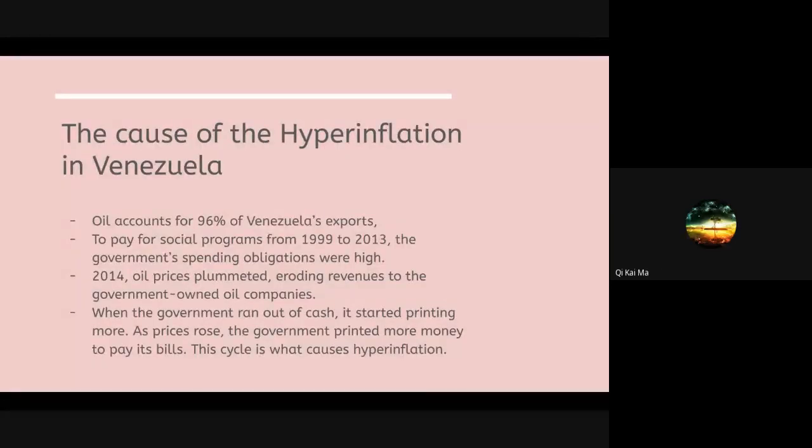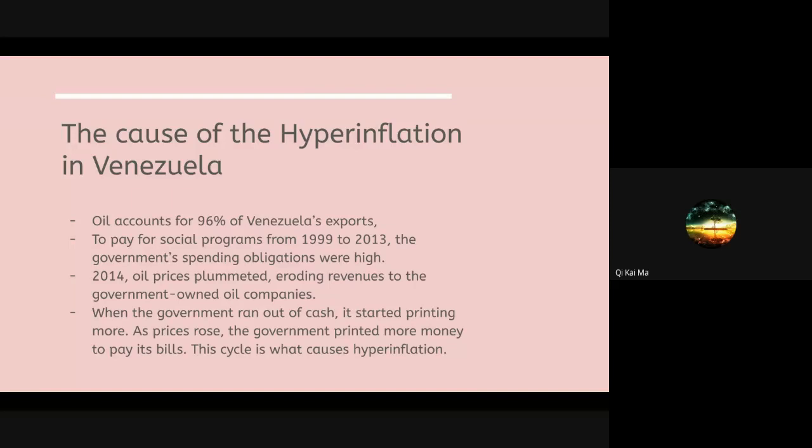So, the cause of the hyperinflation in Venezuela. Venezuela mostly depends on its oil export. As you can see, it's 96% of its exports. Back in the days, they were actually pretty rich, so they were able to have a lot of social programs. This makes their government spending really high. But in 2014, despite the oil price dropping drastically, they didn't really cut their government spending.